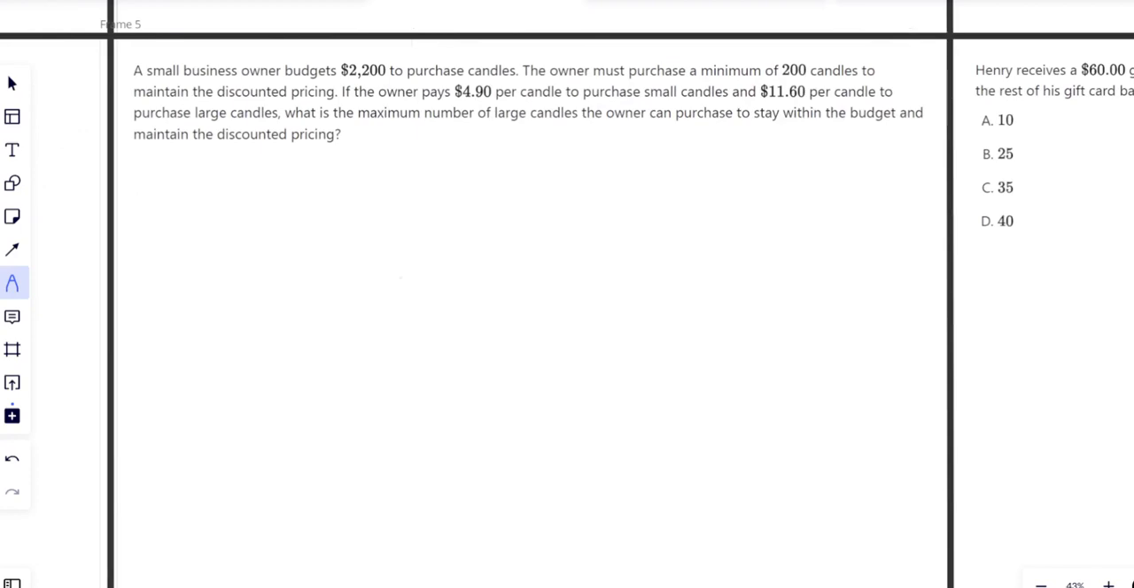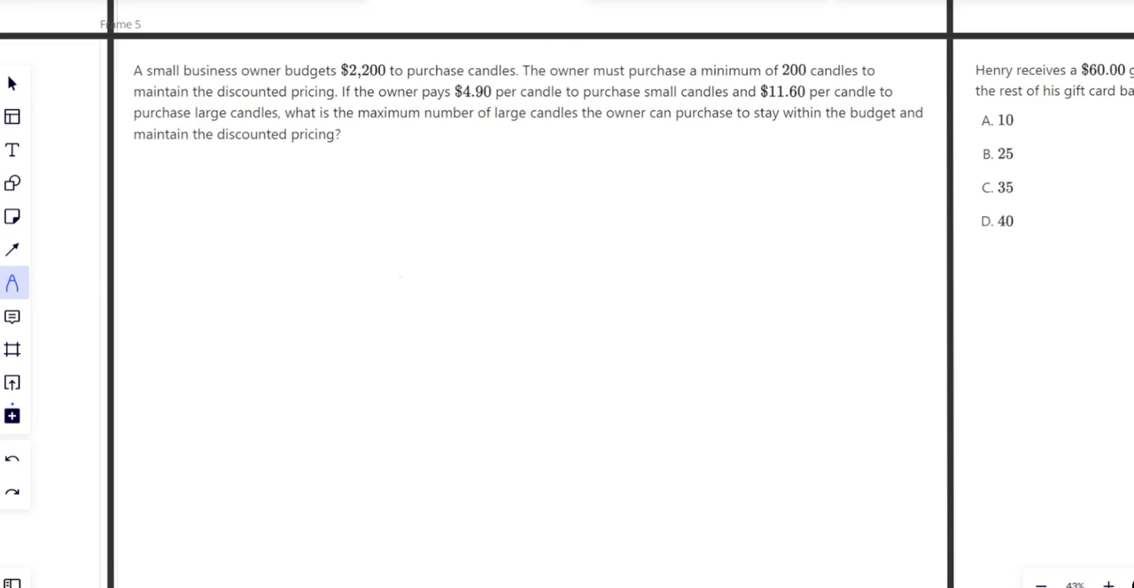Here's a nice one. We've got an open-ended question. A small business owner budgets $2,200 to purchase candles. The owner must purchase a minimum of 200 candles to maintain the discounted pricing. If the owner pays $4.90 per candle to purchase small candles and $11.60 per candle to purchase the large candles, what is the maximum number of large candles the owner can purchase to stay within the budget and maintain the discounted pricing? That's interesting.